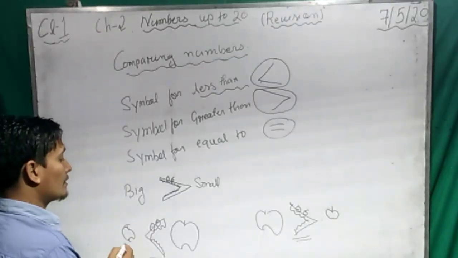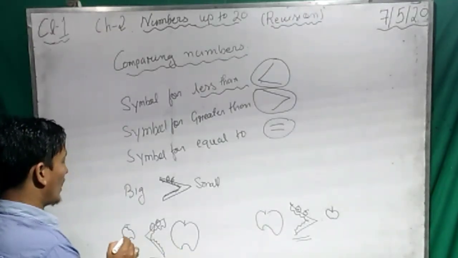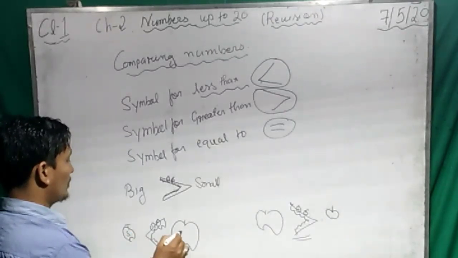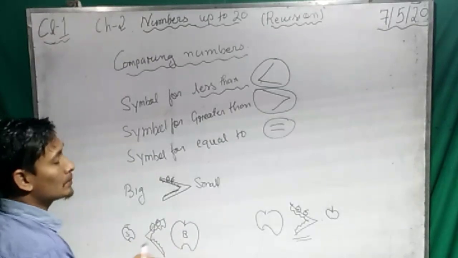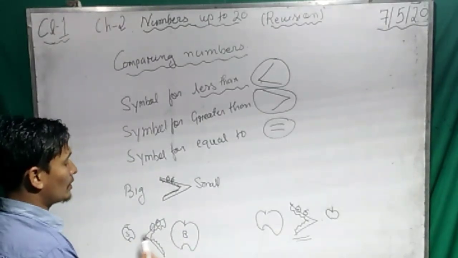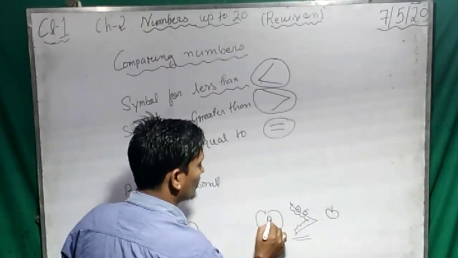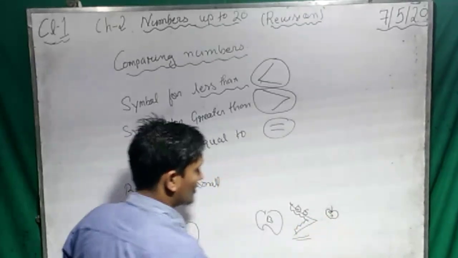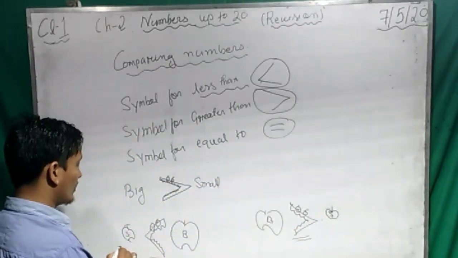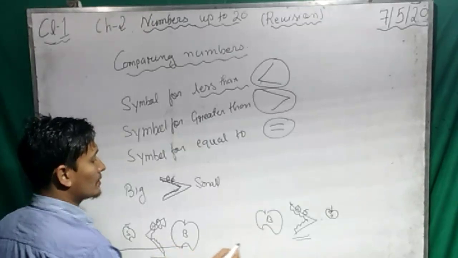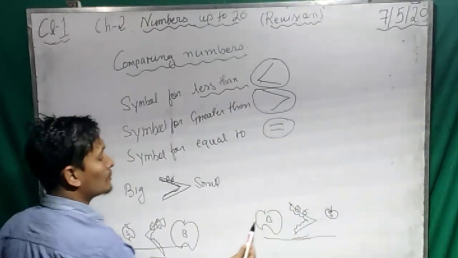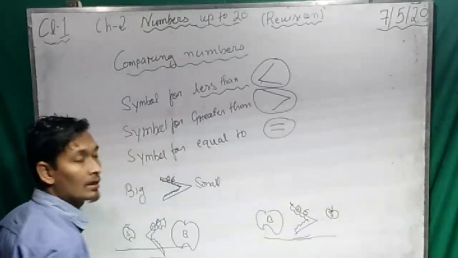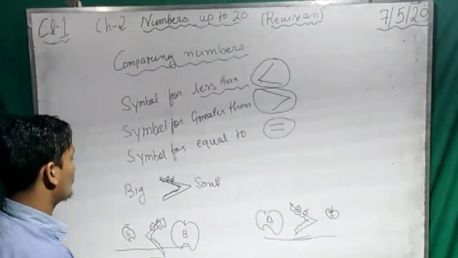Why is this so? Because we are reading from left to right. So small apple and big apple. So S is smaller than B. Yes or no? S is smaller than B, and here B is greater than S. So this is smaller because we are reading from left to right. Here also left to right. So S is smaller than B and B is greater than S. Clear, students?